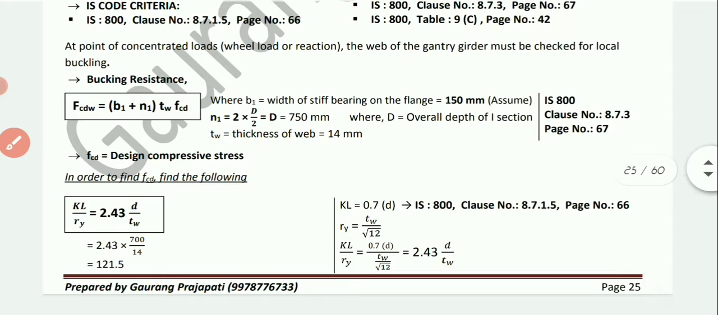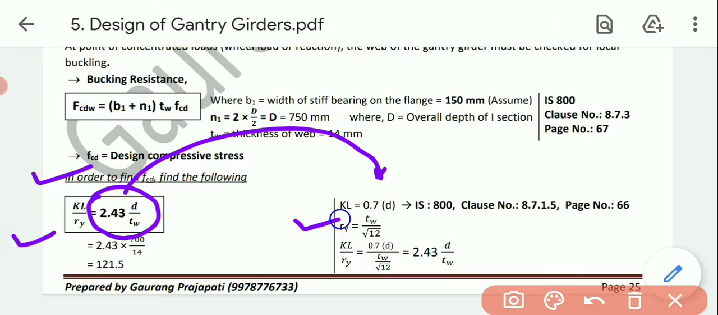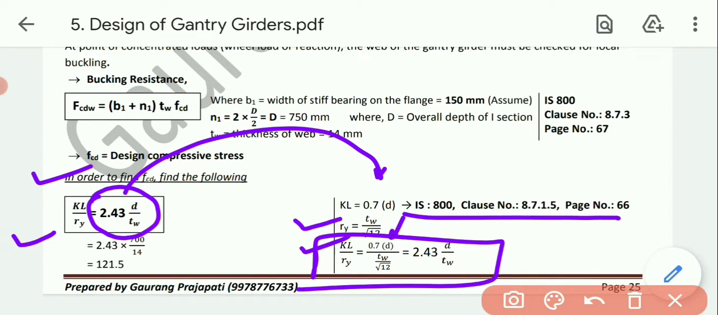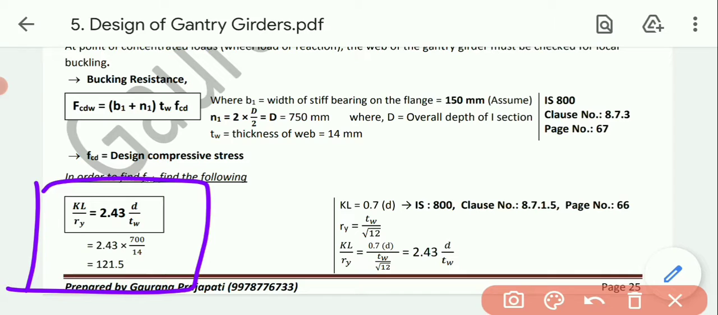Fcd means design compressive strength. In order to calculate design compressive strength, we always find the slenderness ratio, that is KL by ry. The formula is 2.43 times d by tw, and over here I have shown its derivation. KL equals 0.7 times d as per this clause, ry, the radius of gyration, is tw by root 12. So KL by ry is 0.7 d by tw divided by root 12, and by simplifying I get 2.43 times d by tw. In the exam you do not need to show this, you can directly use this formula. So 2.43 times d, depth of web 700, tw 14, ultimately I get the answer 121.5.